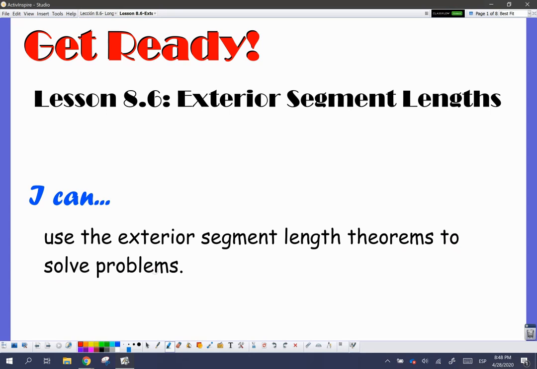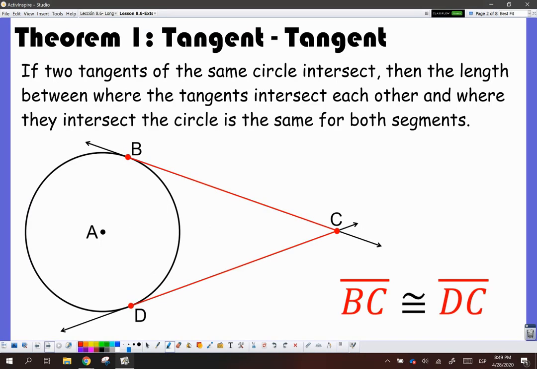So we're going to cover 3 theorems here. They're going to be a little bit confusing, so try to keep up. And each of these theorems deals with the lengths of some special segments involving secants and or tangents. So let's start with the first one.